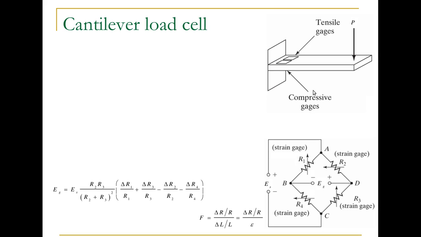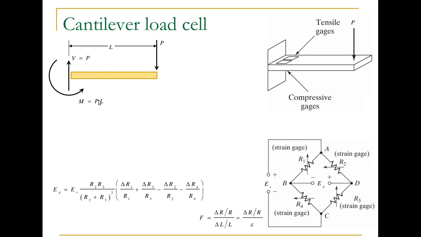So how is this implemented typically? You can see if we have a cantilever load cell, we're measuring the force and we're using our strain gauges. So we have 2 on the top of the beam and 2 on the bottom. So these 2 gauges have positive strain and these 2 have negative strain. So these 2 will have a positive change in resistance and these 2 will have a negative change in resistance. Here's the shear and moment diagram. The shear is equal to the force P and the moment is P times L.